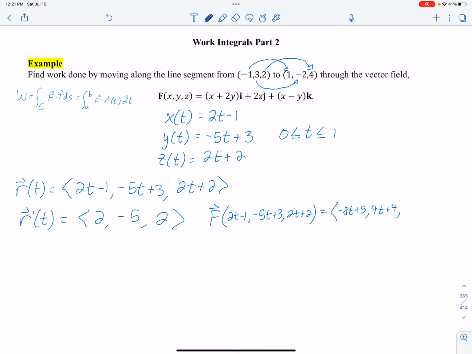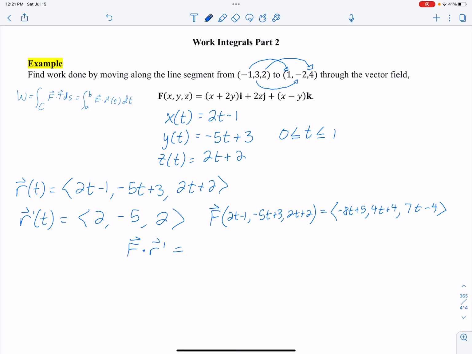That's 2z. And then we got to do x minus y. All right, that's 2t minus 1 minus y, which is negative 5t plus 3. That's going to be 2t minus 1 plus 5t minus 3. We got 7t minus 4. Okay. That redefines that for me, all in terms of t. It's going to make my life easier that I did it that way. And now I just got to find my f dotted with r prime.